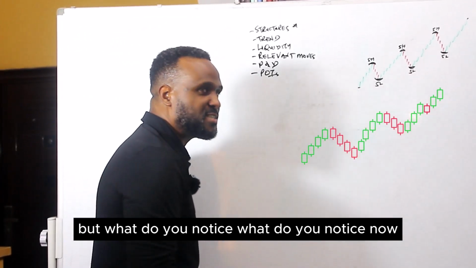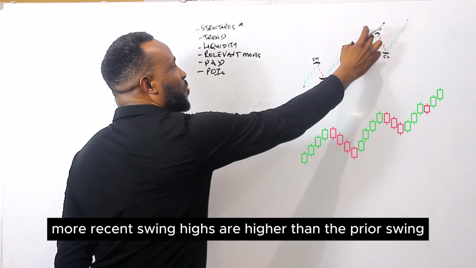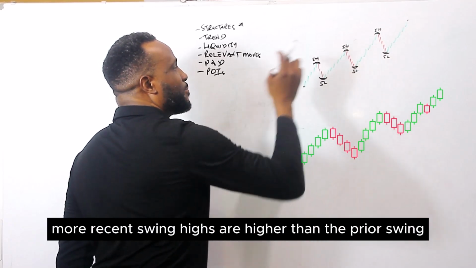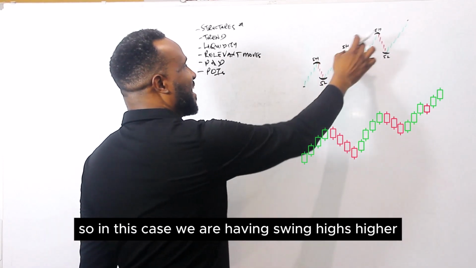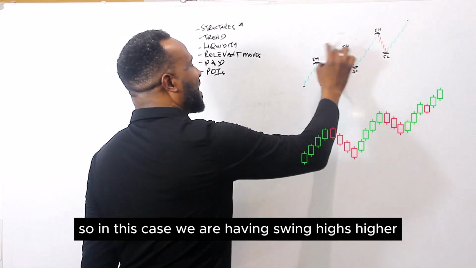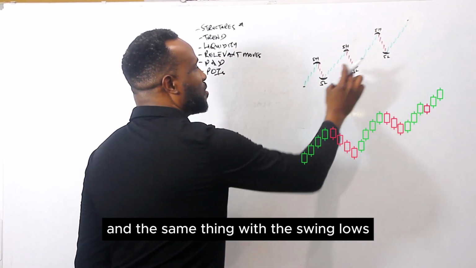But what do you notice? What do you notice now? You notice that more recent swing highs are higher than the prior swing high, right? So in this case, the more recent ones are higher than the prior ones, and the same thing with the swing lows.